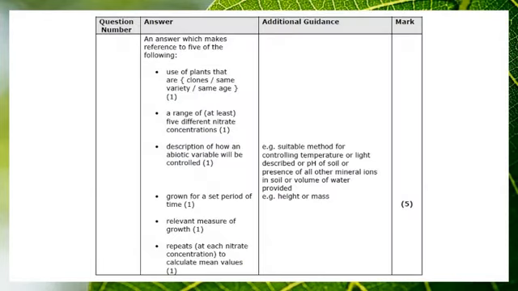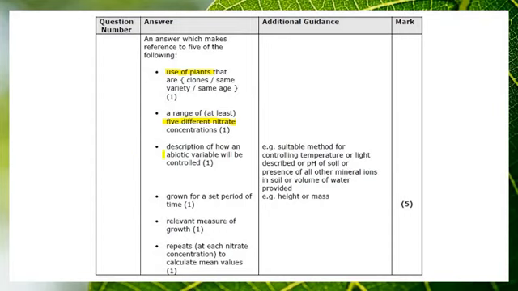So, thinking in terms of controls first, we could say using plants of the same species, or the same variety, or the same age, any of these factors will give you a mark. We're looking for a minimum of at least 5 different nitrate concentrations in order to have enough data.